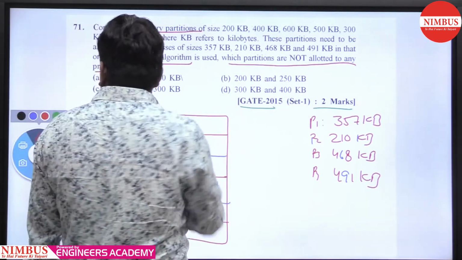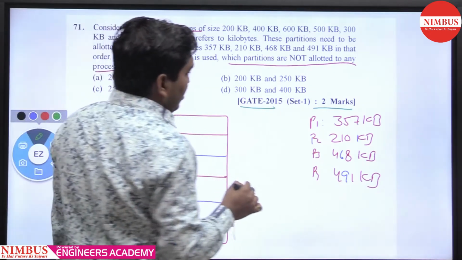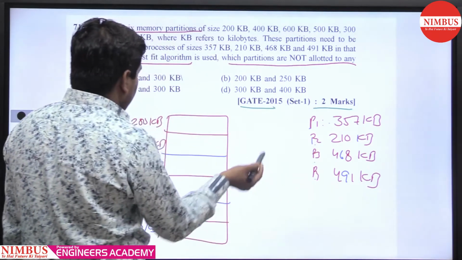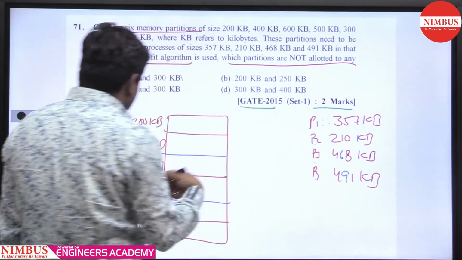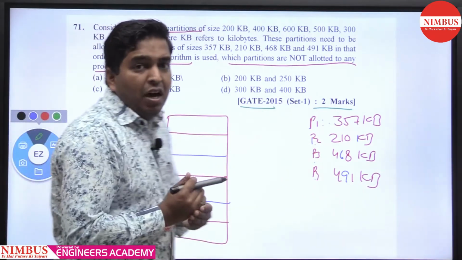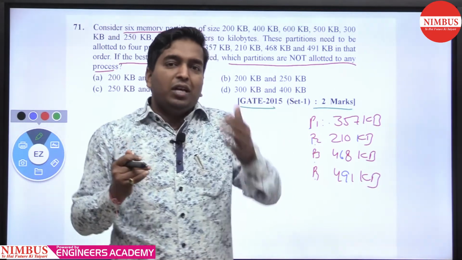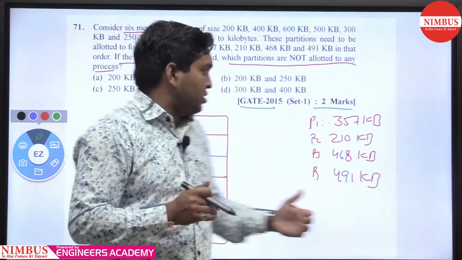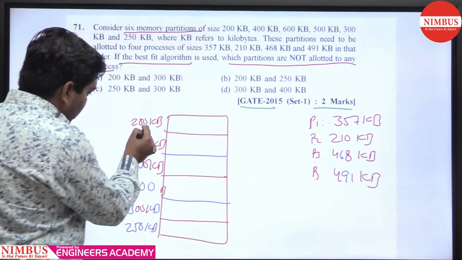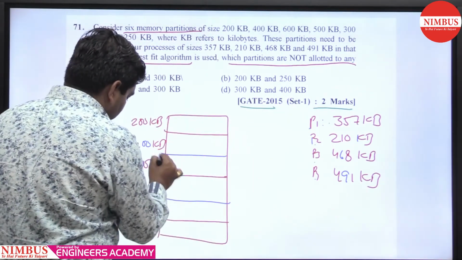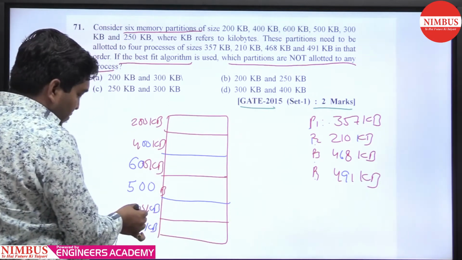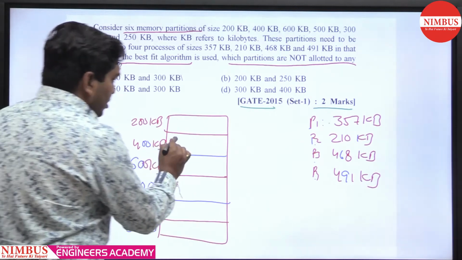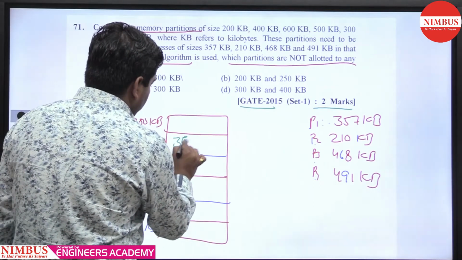First, when P1 comes, we will give the names P1, P2, P3, P4. So P1 is 357. According to the best fit, what will the best fit say? Allocate the smallest free hole which is sufficient to satisfy the requirement of the process. So 357 is not present in this one. This one is sufficient because 300 is not sufficient, 250 is not sufficient. Among the 400, 500 and 600, 357 is placed in this one.